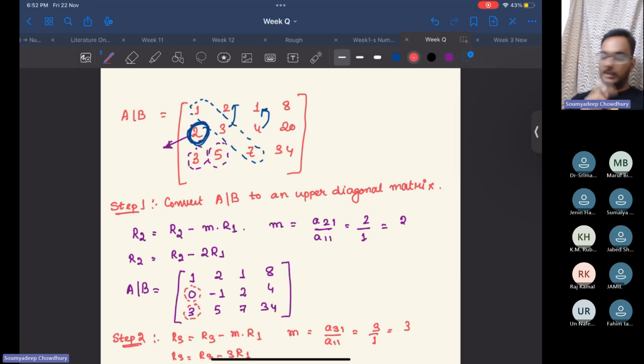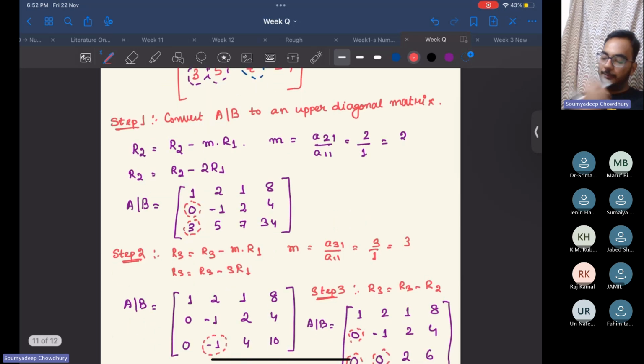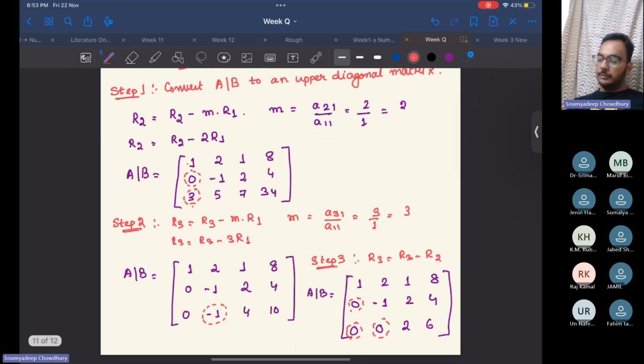Now two more elements are remaining, that is 3 and 5, both of which are in the third row. So now it is confirmed that we have to perform the operations in the third row. That is, R3 equals something we have to replace. So for 3 to make it 0, R3 should be equal to R3 minus M into R1, where M is A31 by A11. So A31 by A11 is 3 by 1, which is 3. So R3 should be replaced by R3 minus 3R1. So the third row will change.